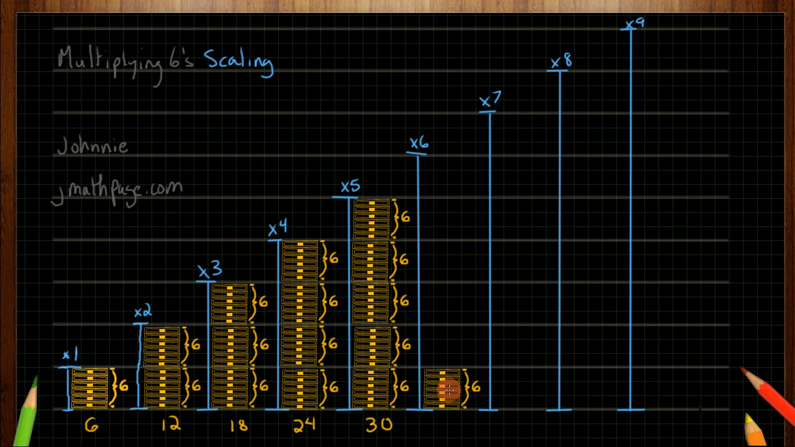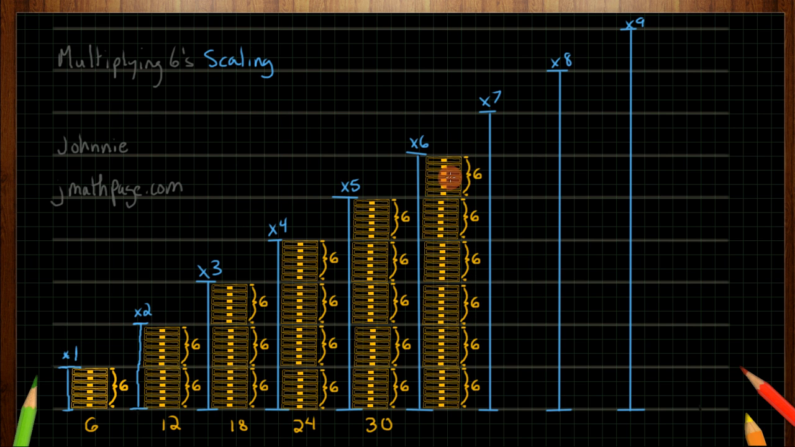6 stacks of 6 boxes. 1, 2, 3, 4, 5, 6. Look how tall it is already. How many boxes altogether? 6, 12, 18, 24, 30, and 6 more, 36. So 6 stacks of 6 boxes is 6 times as much as 1 stack of 6 boxes.